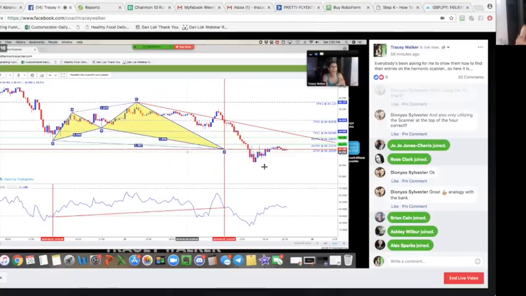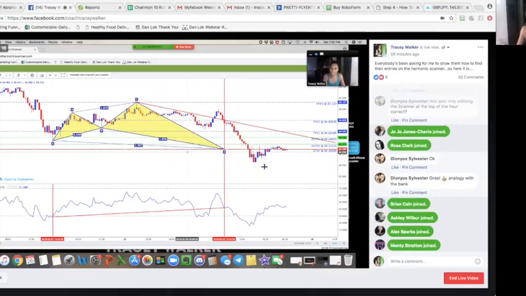Divergence means you have a higher probability of a reversal taking place, which is what we want, because the scanner picks up reversals. That's what we're looking for. If it doesn't have divergence, then ideally we don't want to worry about it. Just move on.